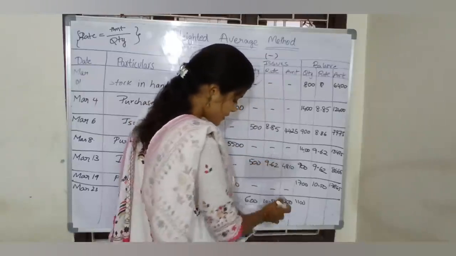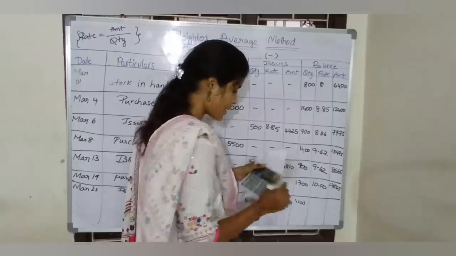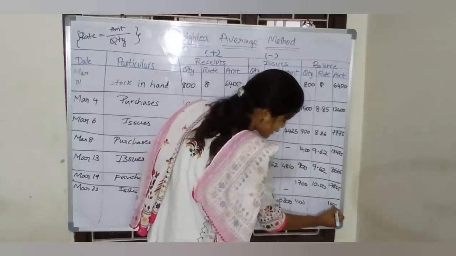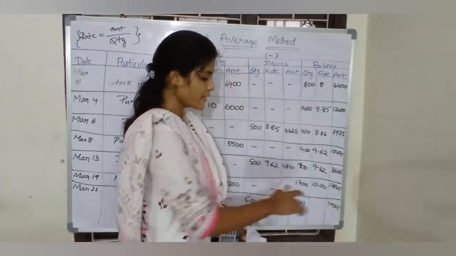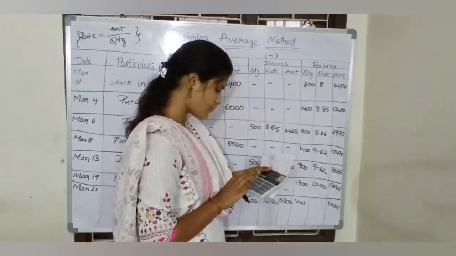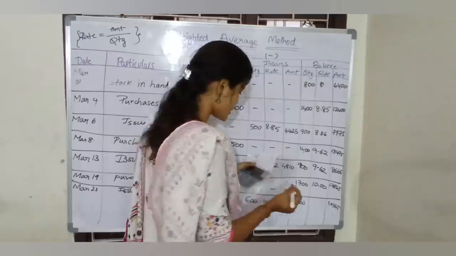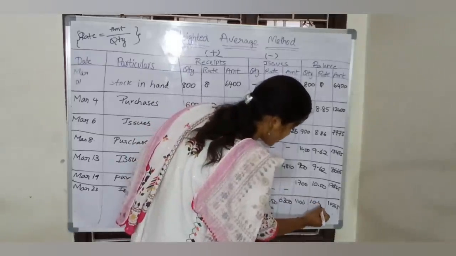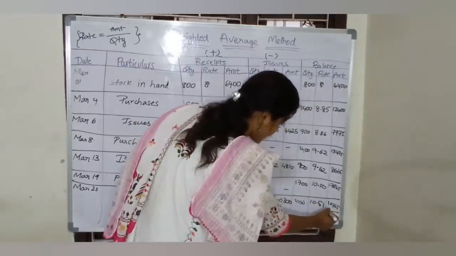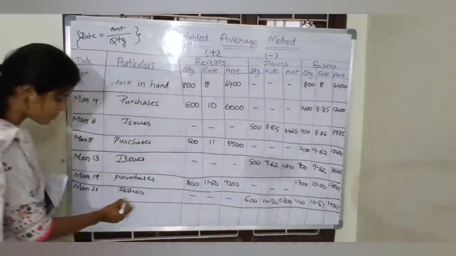17,865 minus 6,300 is 11,565. What is the rate? 11,565 divided by 1100, if you do it, 10.51 will be your rate. So this transaction is also over.